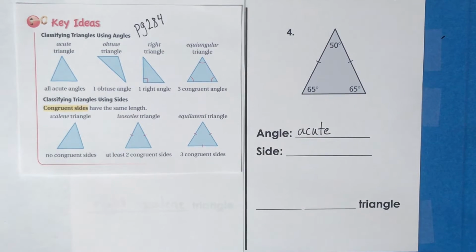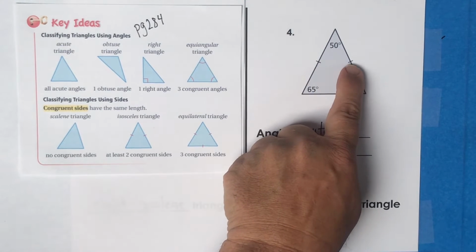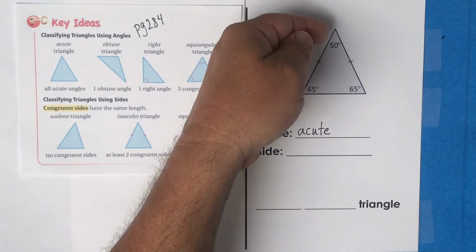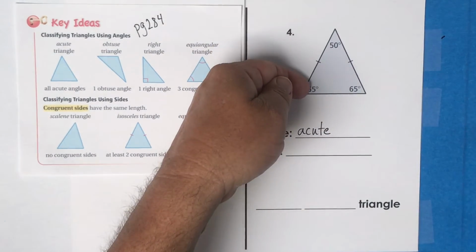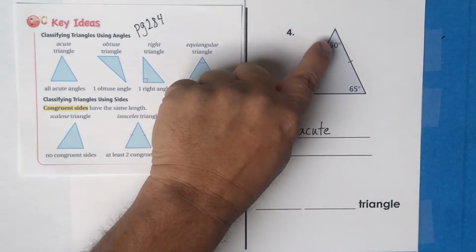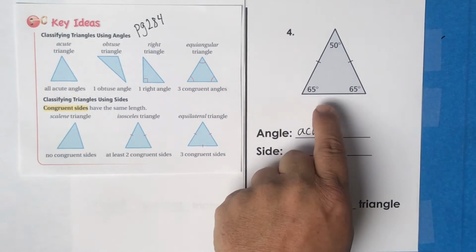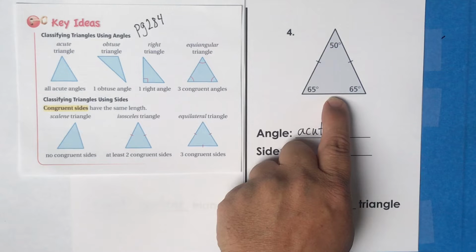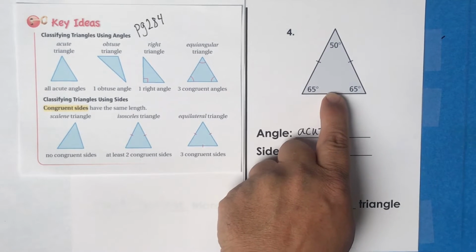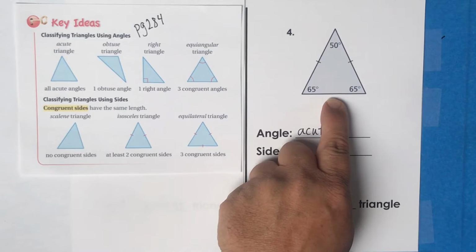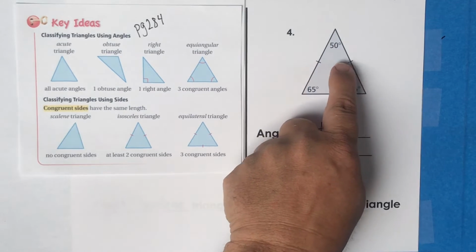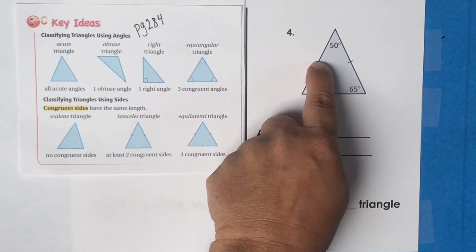Let's move on to classifying by their side lengths. Right off the bat, I notice that we have 2 tick marks. This indicates that this side is congruent or equal to this side. So these 2 sides are equal. If this side was the exact same measurement, they would put a tick here, but they did not. So we know that 2 sides are congruent, or equal.